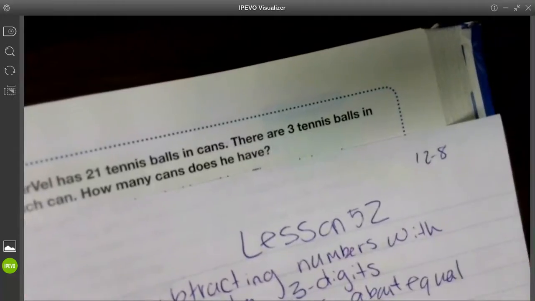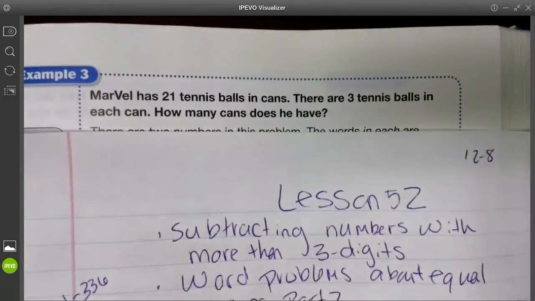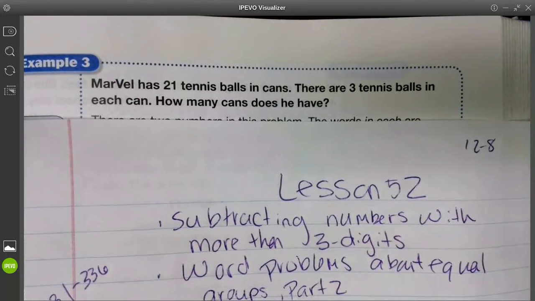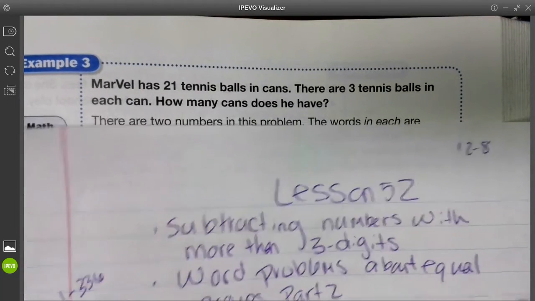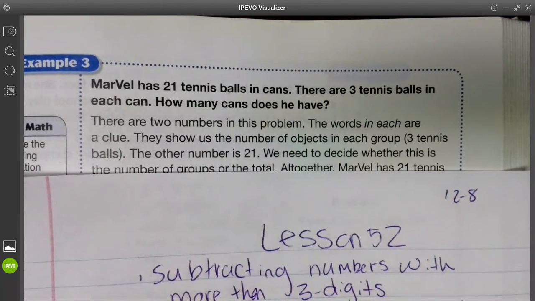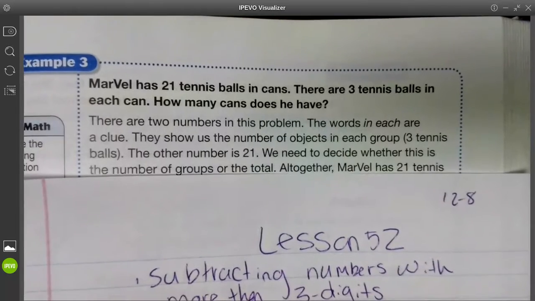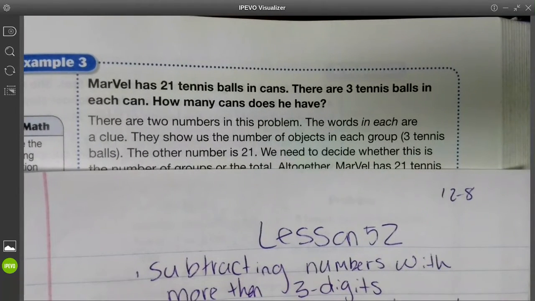Okay. So Marvel has 21 tennis balls in cans. There are 3 tennis balls in each can, so we have to figure out how many cans he has. All right, so there are 2 numbers. The words in each are a huge clue. They show us that the number of objects in each group is 3 tennis balls. The other number is 21. That's our total number.